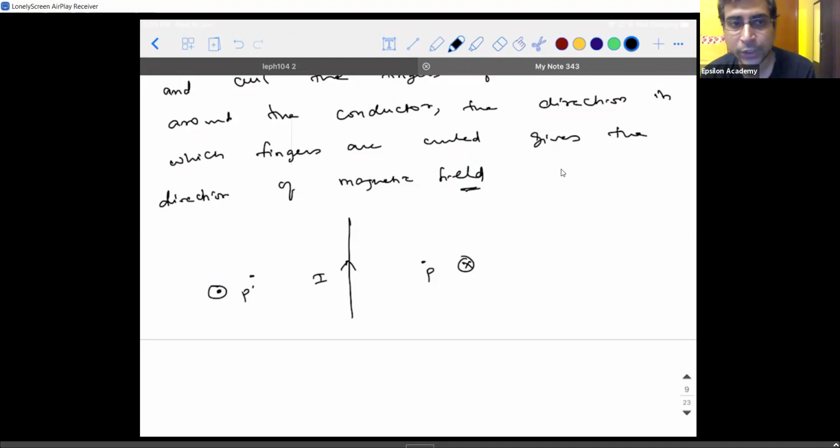So you're able to understand this point. So this is what we call the right hand thumb rule, and I'm sure you would have learned it in your lower grades as well. Okay.